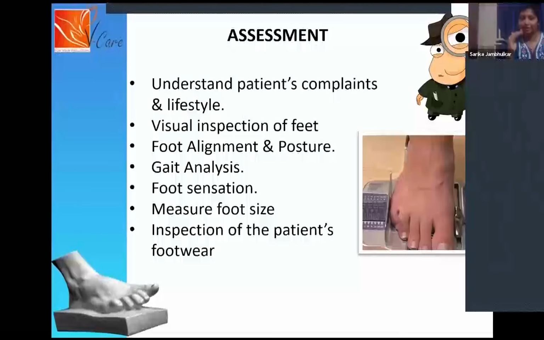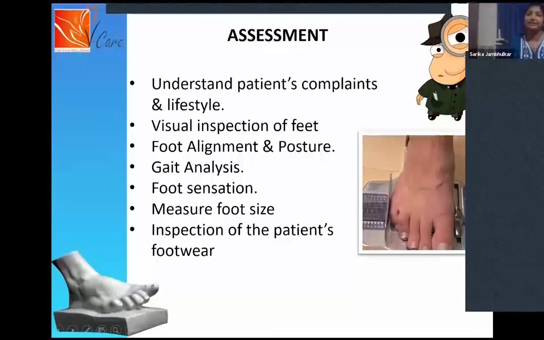So when any patient visits with the above-mentioned complaints, you have to understand what the patient's complaints are and what the lifestyle is. In lifestyle, you are going to study keenly what the aggravating factors are, how much the patient's daily routine, walking, standing includes, and how the pain is affected by that. Then visual inspection of the feet, foot alignment and posture. Now, these are just headings, and there are lots of subheadings that come under them whenever we are talking about foot alignment and all. So I'm giving you a gross idea about the assessment.